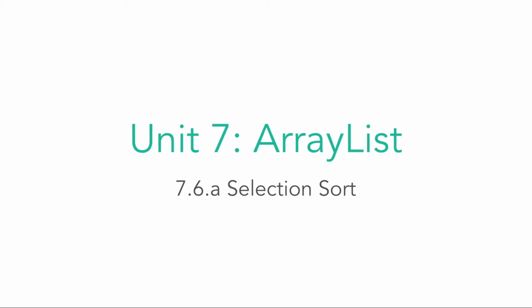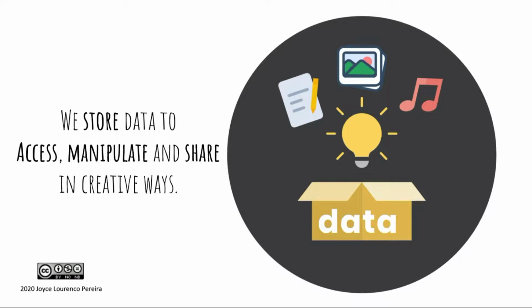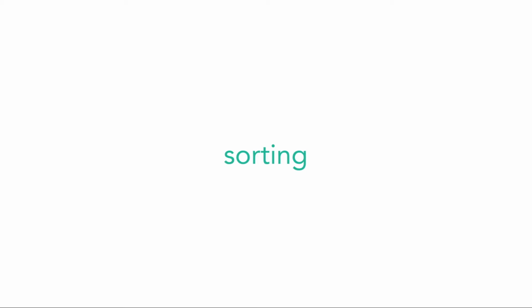Unit 7 Array List, Topic 7.6 Sorting. In this lesson, we will discuss how to store elements in an organized manner. When data is disorganized, it can be hard to find or search for values easily. Organizing or sorting data can make it easier to search through data.